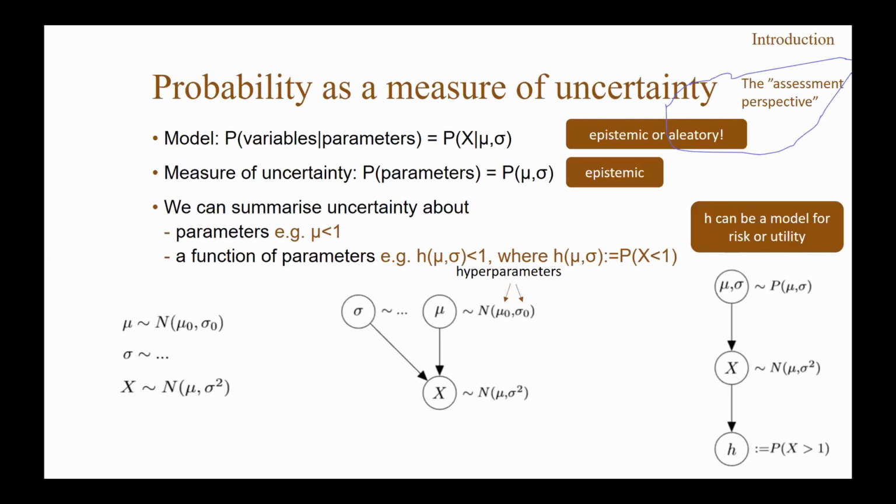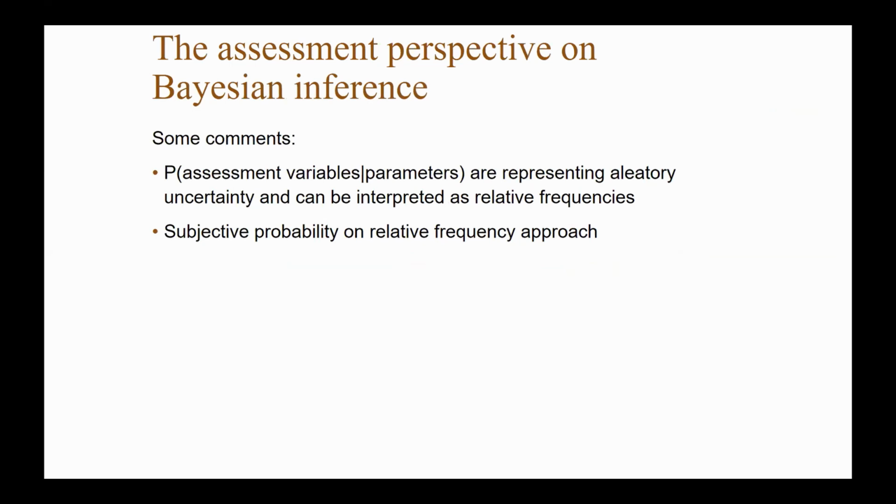And coming back to the perspective on what the meaning of the distribution of variables conditioned on parameters is, whether this is epistemic or aleatory, I would say that the interpretation of this as aleatory is something which I would coin the assessment perspective. One can say that the distributions for the variables, conditional on parameters, represent aleatory uncertainty. And therefore, these probabilities are interpreted as relative frequencies. And this is also sometimes called the subjective probability and relative frequency approach in the risk literature.